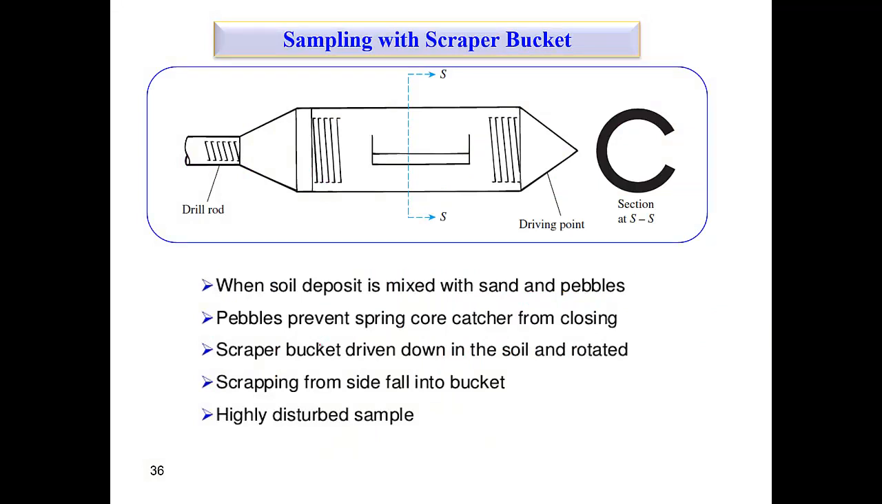Now in the sampling method, we have discussed two or three samplers, right? One of them is the scupper bucket. What is the name of this? Scupper bucket sampler. Okay, it looks like this. You have already seen the pictures in the real field. It looks like a bucket system, right? One feature of the scupper bucket is that when the soil deposit is mixed with sand and pebbles, we use this scupper bucket. So sand and pebbles. What are pebbles?